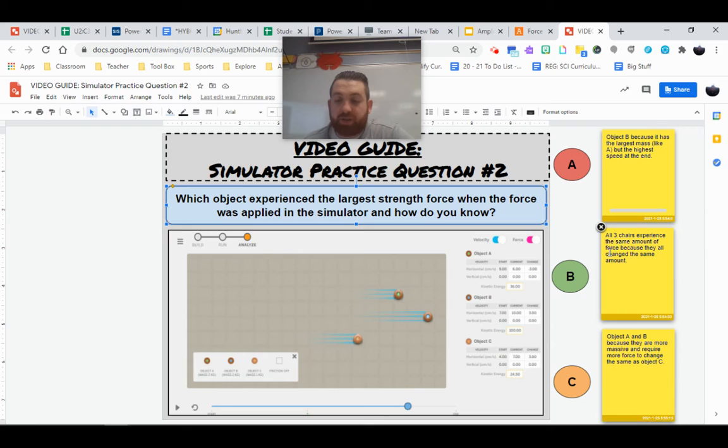B, all three objects experience the same amount of force because they all change the same amount. Well, yes, they did change the same amount, but if you notice, we have different objects with different masses. And we know if we have a larger mass, we need more force to move it versus a smaller mass, where we know we need less force to move it. So that leaves us with objects A and B because they are more massive and require more force to change the same as object C.